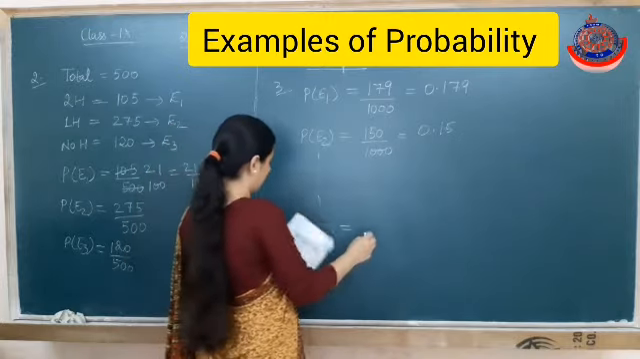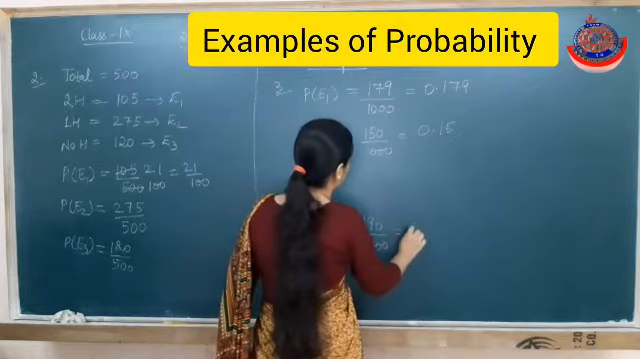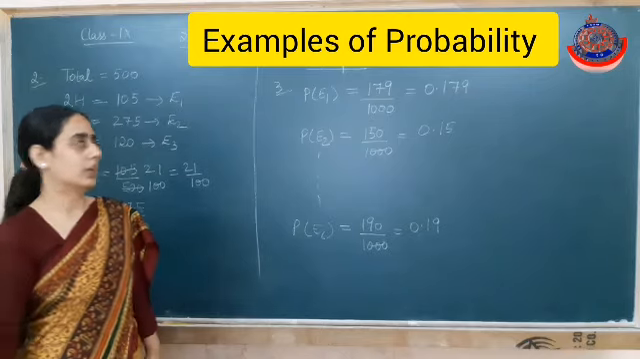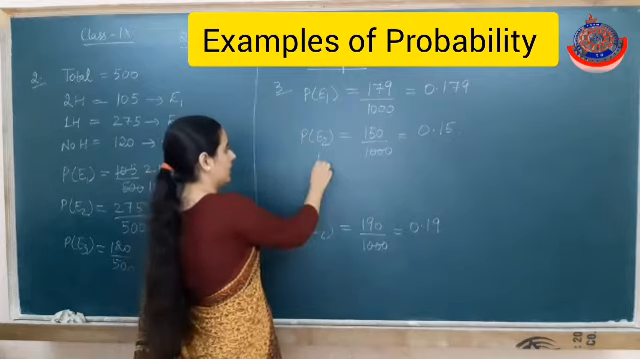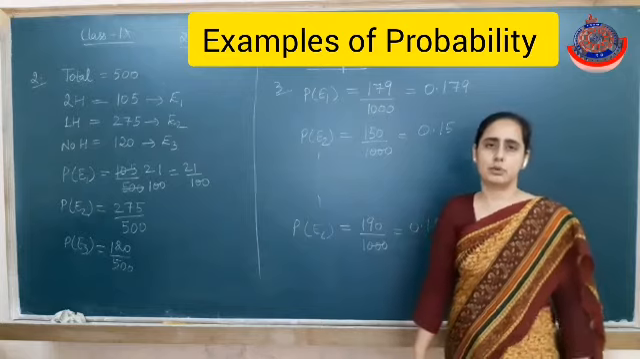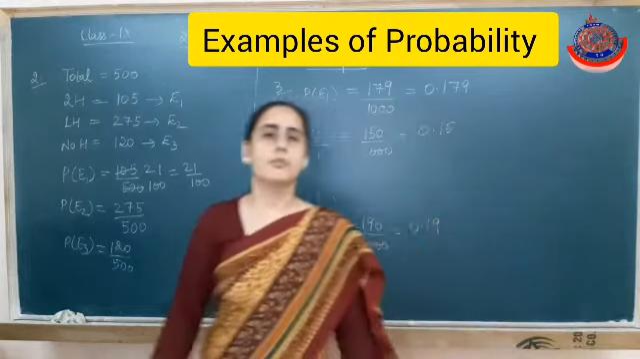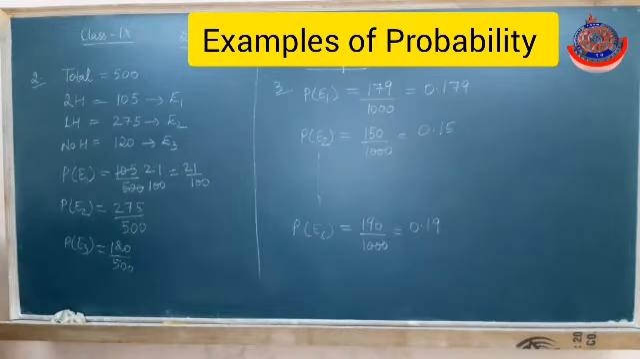Last is 190 upon 1000, so it will become 0.19. And if you observe one thing, when we will add all these probabilities, when you will solve E3, E4, E5, then you can check when you will add all these probabilities, the sum will be equal to 1. Fine. So from here it is clear that if we have different events, then the sum of all the events will be equal to 1.